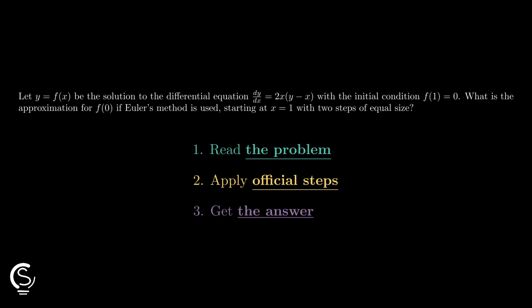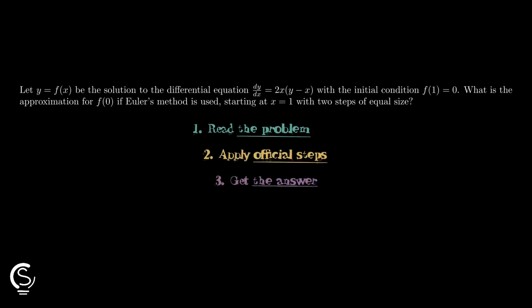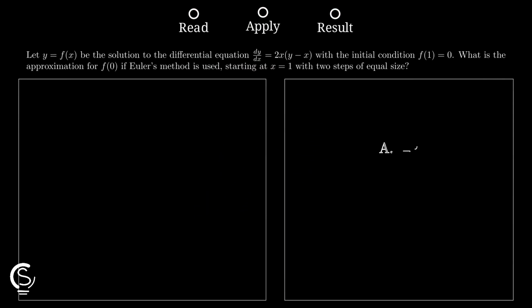Euler's method helps us approximate functions using derivatives. We will take 2 steps from 1 to 0 to find our final value very quickly. Start at 1 with a step size of negative 0.5. The slope at 1, 0 is 2 times 1 times negative 1, giving us a new y value of 1.